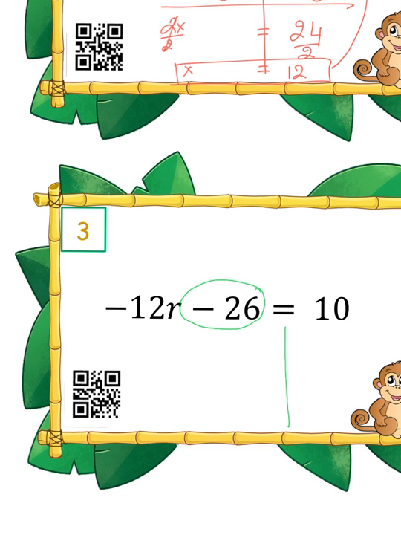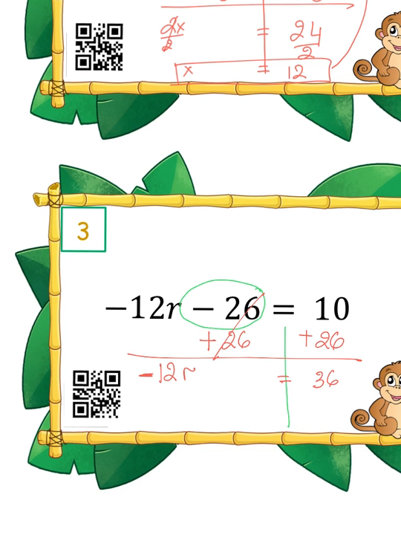I need to do the inverse of that. So the inverse will be add. Add 26 on both sides. So whatever you don't use, you bring it down. Make sure you bring down the whole thing: negative 12 times r. Negative 26 add 26 is 0. 10 plus 26 is 36. Negative 12 times r.